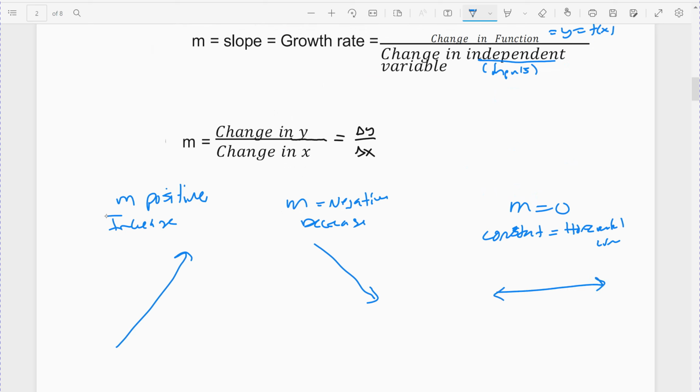Slope is 0. Right? So we've got increase, positive, and the bigger the increase, the steeper the line. So the higher the number, the steeper that gets. The lower the number, the less steep it gets. Same thing with the negative. The bigger the negative number, the more steep it goes down. The smaller the negative, the less steep it gets.